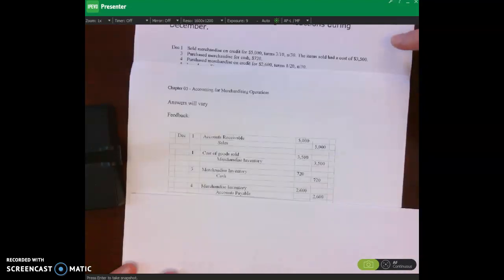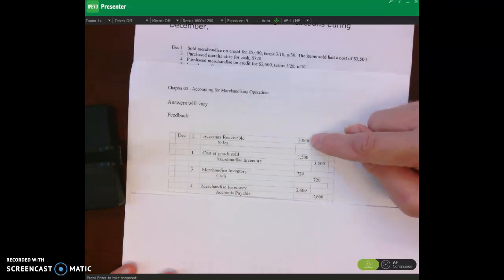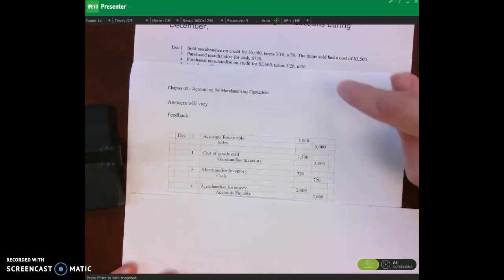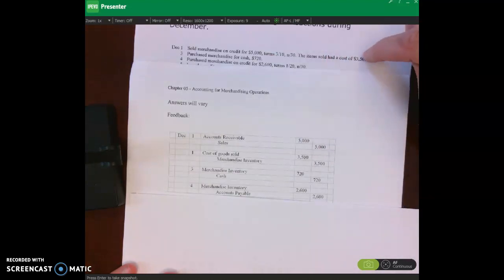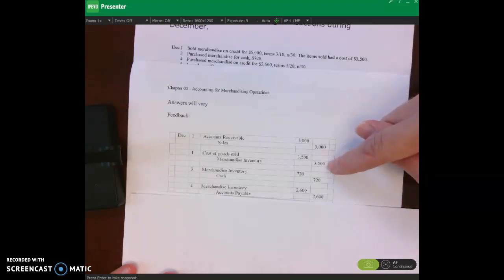So you can see on December 1st, the first one, it says sold merchandise on credit for $5,000, terms 3/10, net 30. The items sold had a cost of $3,500. So the journal entry, remember when we make a sale, we have two journal entries. First one to make a sale, the second one to record the cost of goods sold. So we debit accounts receivable because it's on credit for 5,000, credit sales 5,000. And then we debit cost of goods sold for 3,500 for the cost basis and credit merchandise inventory for 3,500.